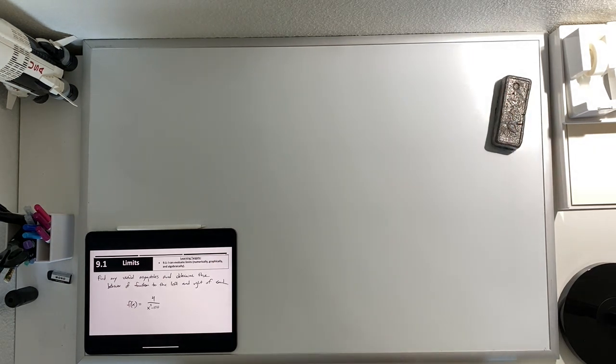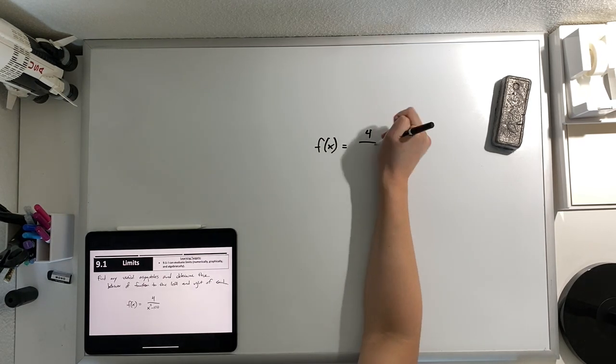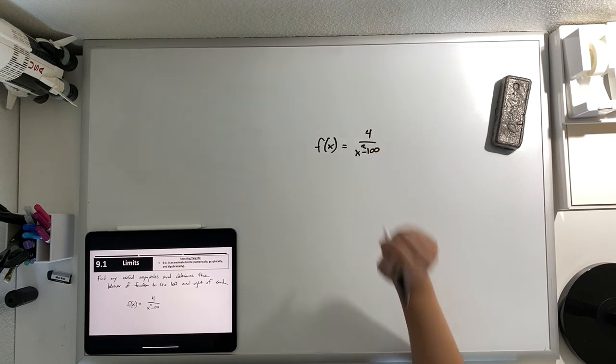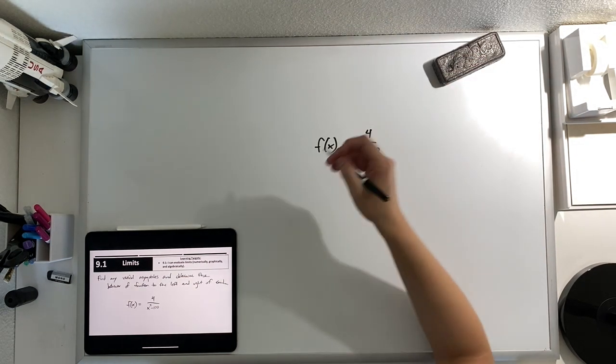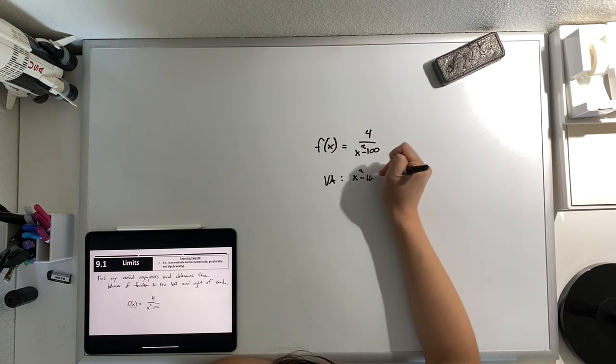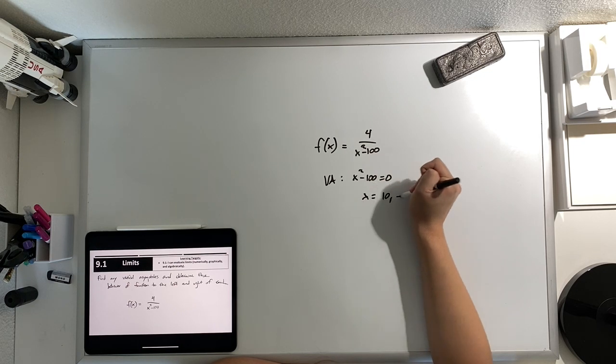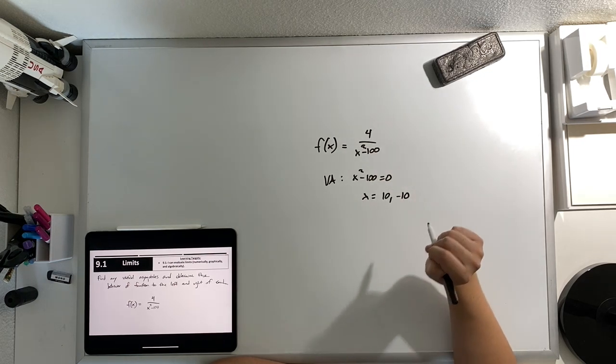Here, they're asking us to find any vertical asymptotes and determine the behavior of the function to the left and to the right of each. We have the function f of x equals 4 over x squared minus 100. Well, we're going to have vertical asymptotes wherever the denominator equals 0. And so we solve this and we get x equals positive 10 and negative 10.